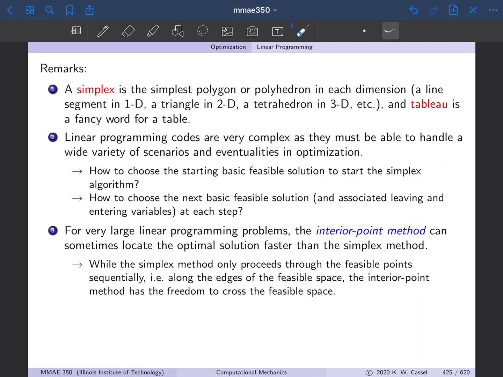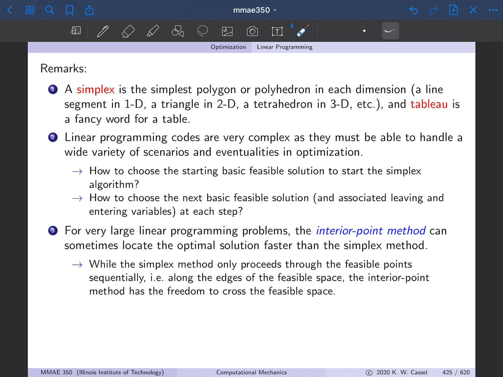All right, let's finish up with some comments. So I've already mentioned that Tableau is just a fancy French word for table. Simplex is a little less common word. It's obviously not something we normally use in our everyday English language. Simplex is the simplest polygon or polyhedron in each dimension. So, for example, in one dimension, the simplest polygon would be a line segment. In 2D, it would be a triangle. In 3D, it would be a tetrahedron, and so forth. So geometrically, that's what we call the simplex. We're denoted by that term.